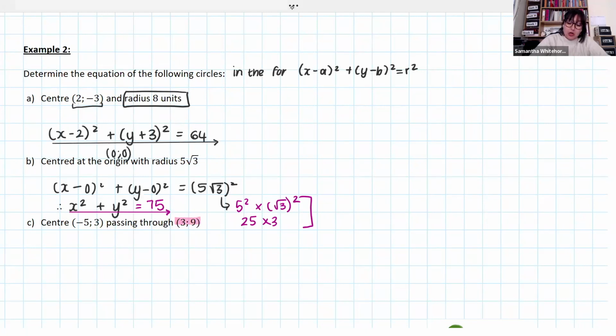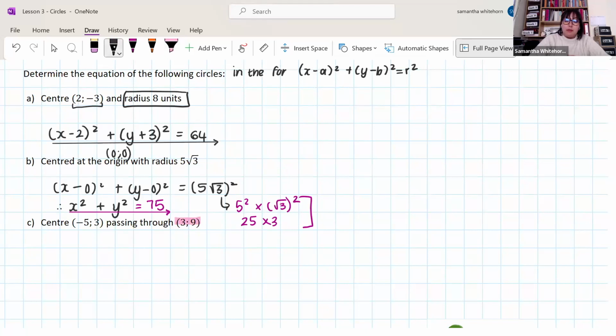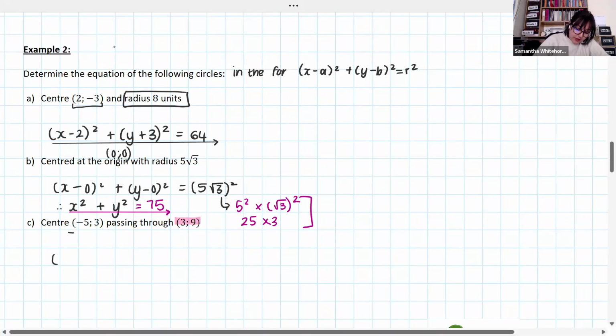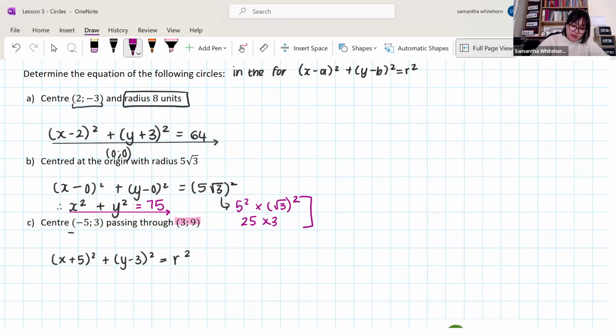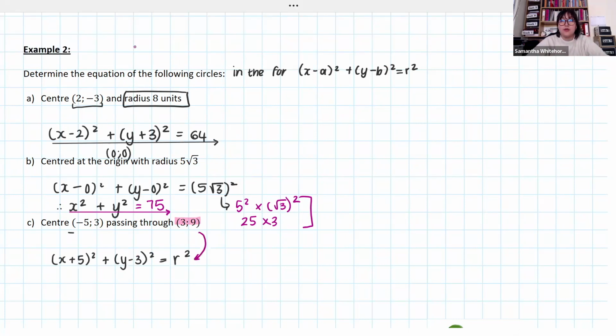Okay. So I would always start by plugging in the information that I know. I know where the center is, so I know it's x plus 5 squared plus y minus 3 squared is equal to, and I don't know what r squared is. But what I do know is that my circle goes through that point 3, 9. So who wants to give me a suggestion of how I can go work out what my radius is, or what r squared is?